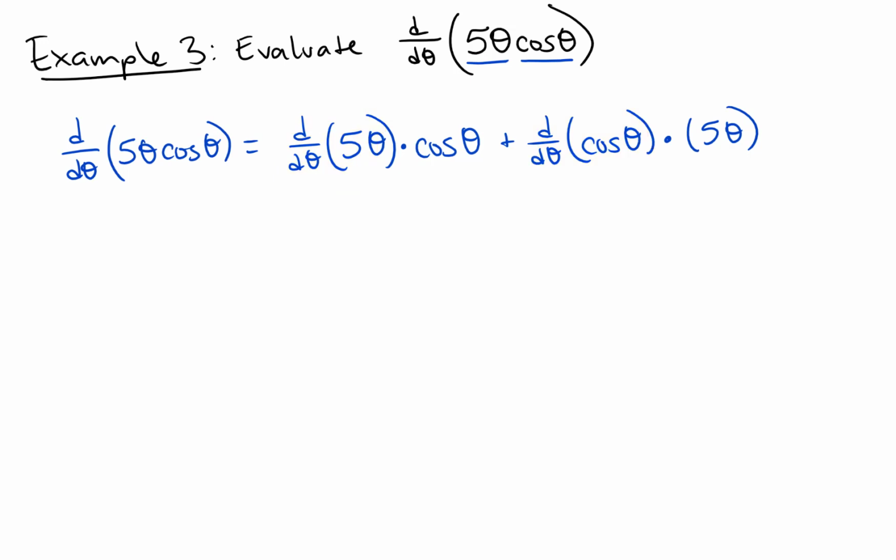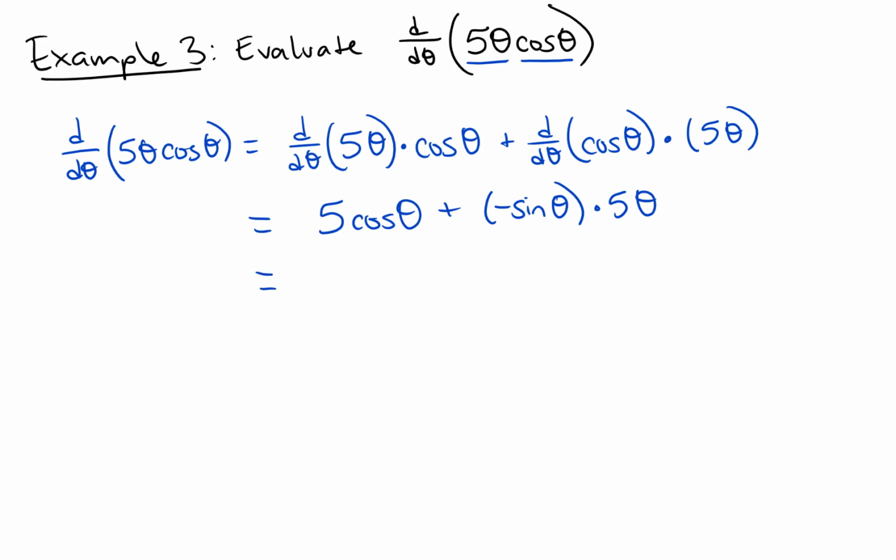So when I do take the derivatives of those two pieces, the derivative of 5 theta is just 5. And then the cosine stays as is. The derivative of cosine theta, remember we covered that in the last video, is negative sine of theta, and then times 5 theta, that stays alone.